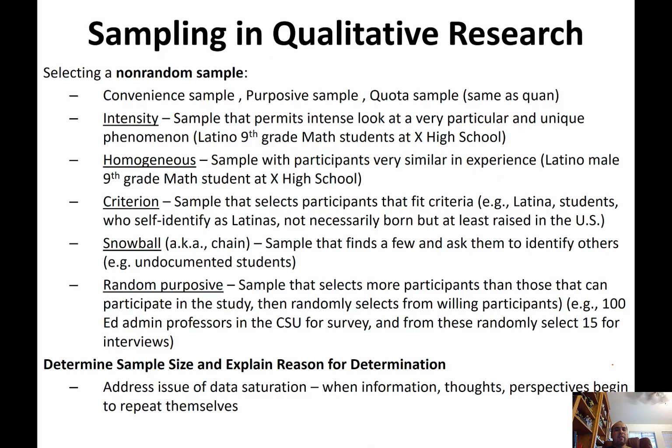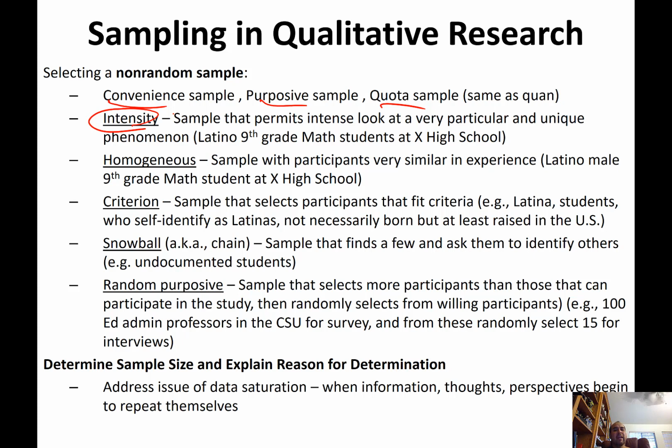You have non-random samples, quite a bit of them on the qualitative side. Obviously, we talked about convenience, purposeful, and quota sampling already, the same as quantitative. But you also have this intensity sample. Some of these may look the same and sound the same, but they are different techniques that are used in research. This intensity sample permits you to look very intensely at a particular phenomenon. So you get real specific.